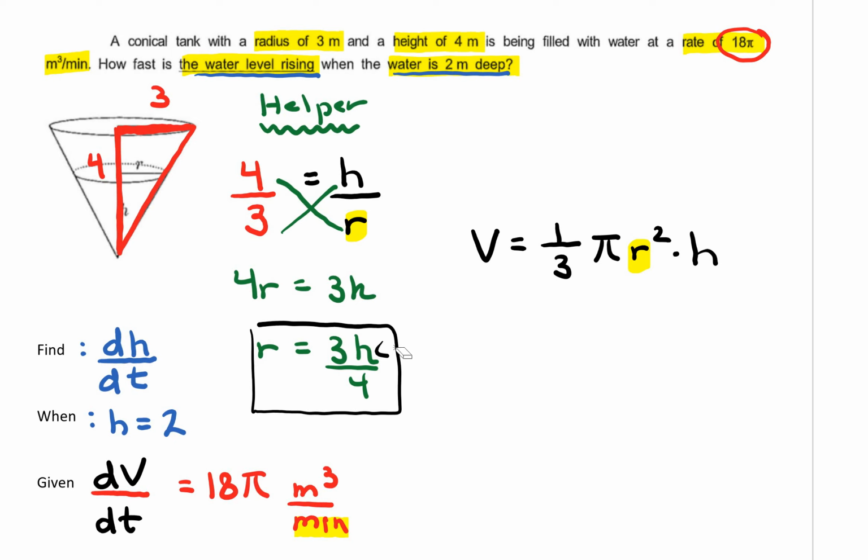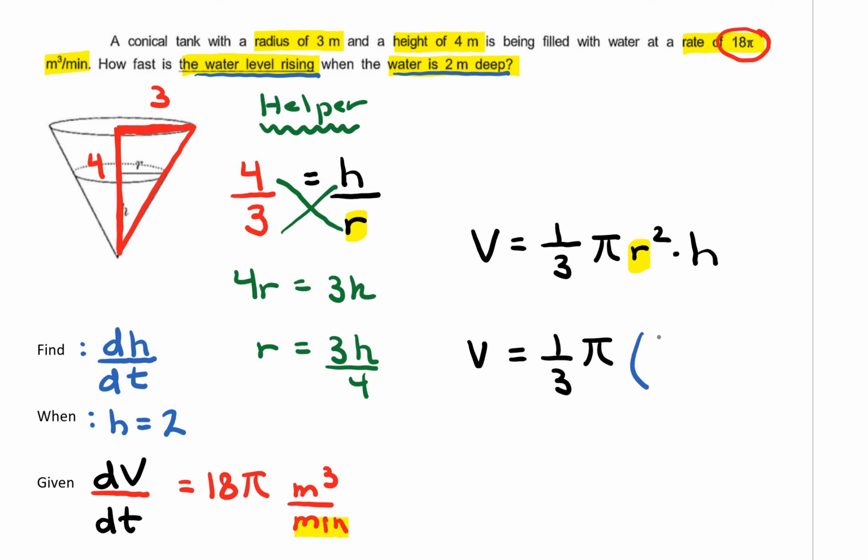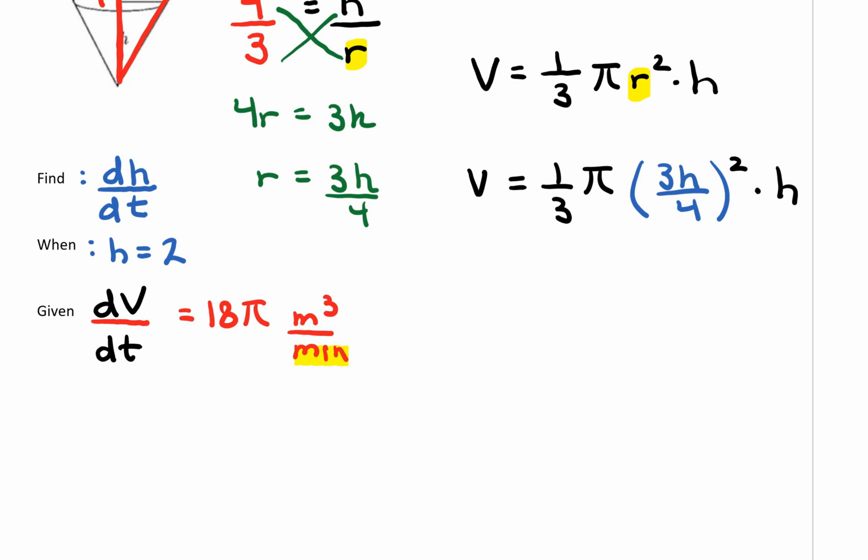Knowing that, I can now replace the radius. So volume equals 1/3 pi, and I replace the radius with 3h over 4, squared, and times the height. Now this is looking pretty good, because I can simplify this and find dh/dt without too many problems.